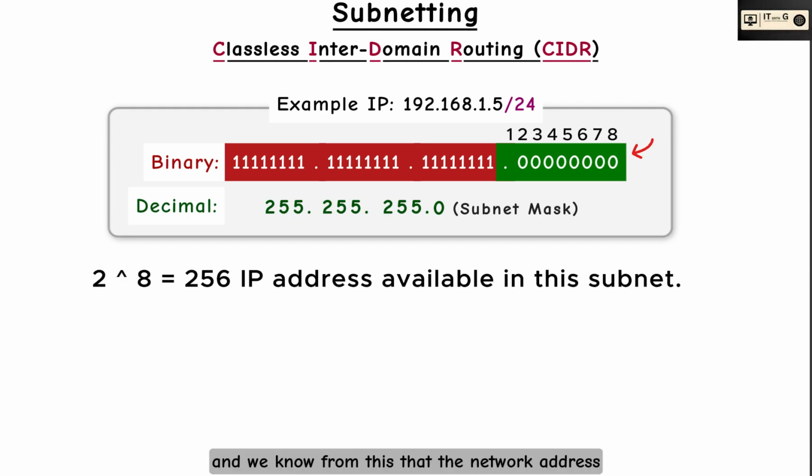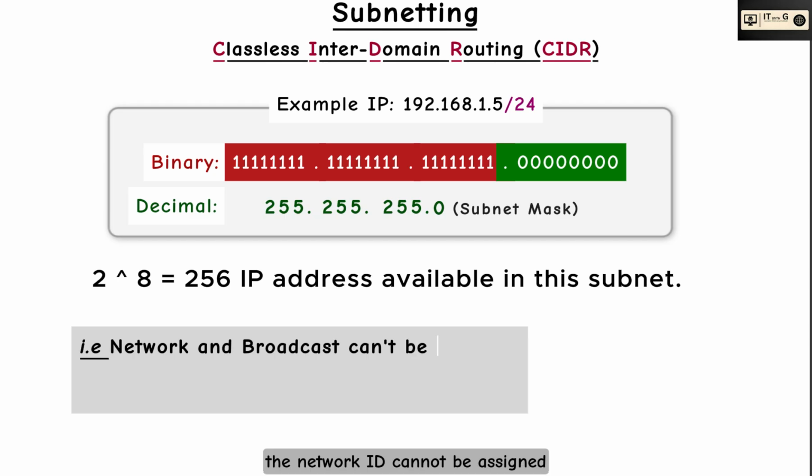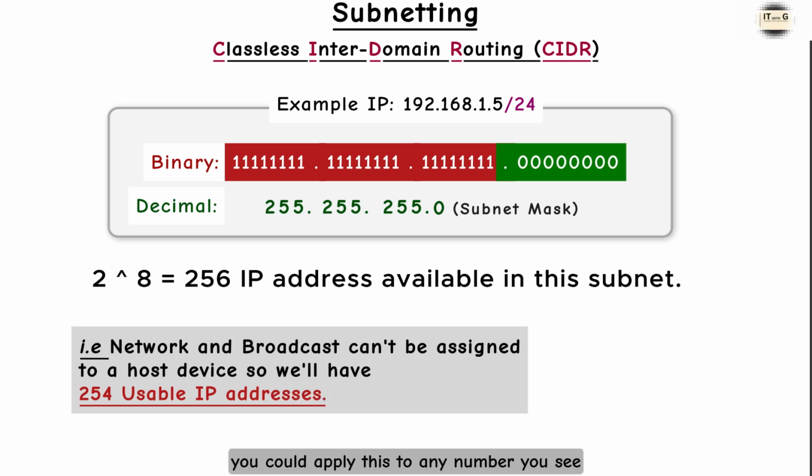And we know from this that the network address, or the network ID, cannot be assigned, and the broadcast address also cannot be assigned. So we are going to be left with how many? 254 usable IP addresses.